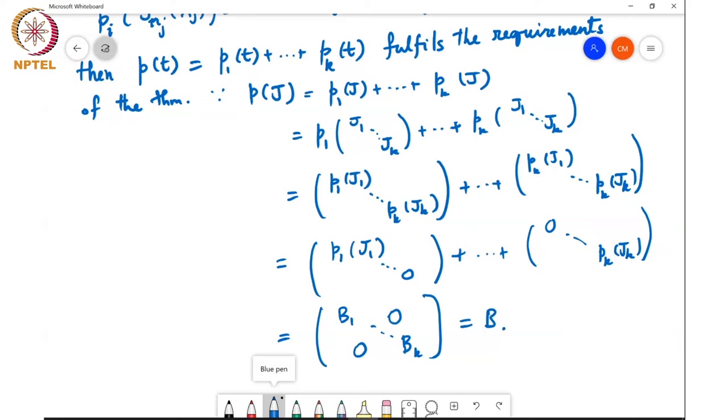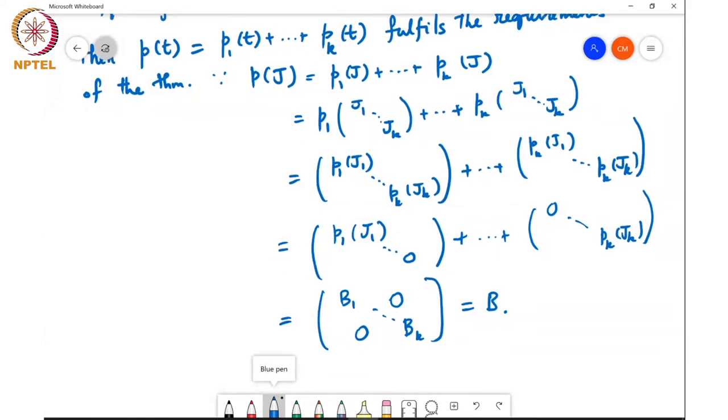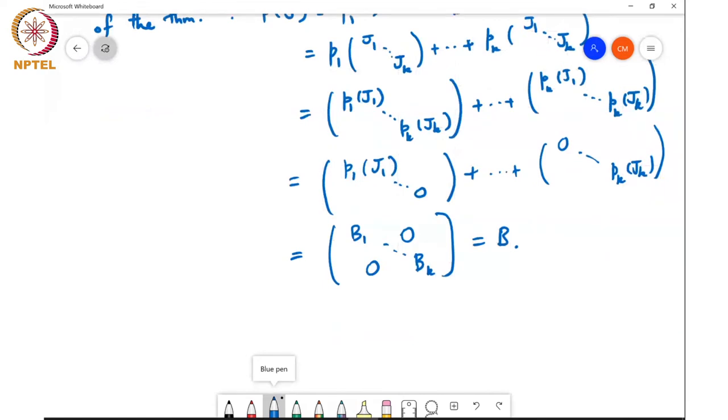So basically, if I can find these polynomials p_i of t with degree at most n minus 1 such that these two properties hold, one, p_i of J_j, n_j of lambda_j equals 0 for all i not equal to j, and p_i of J_i, n_i of lambda_i equals B_i, that is when i equals j, then I'm all set. So now we just need to figure out how to construct these polynomials. So here it is.